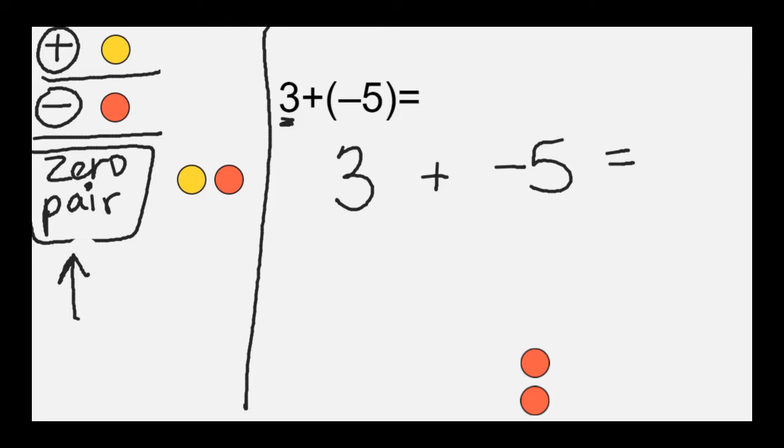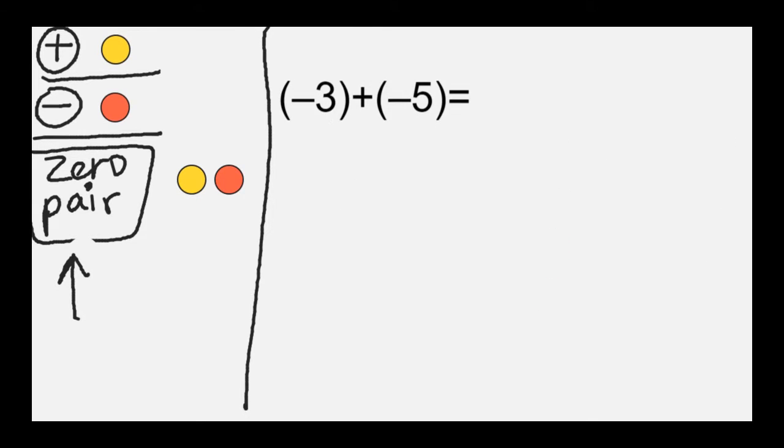After we're finished with our 0 pairs, the remaining counters is the answer. So we have 2 red counters. And since they're red, that means it's negative. And so we've modeled positive 3, and we added negative 5, which will give us an answer of negative 2.